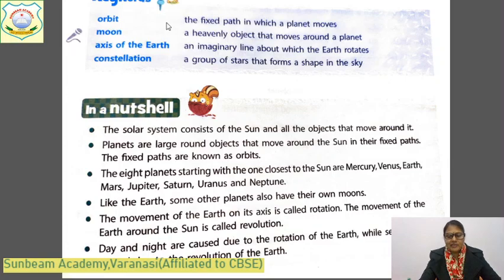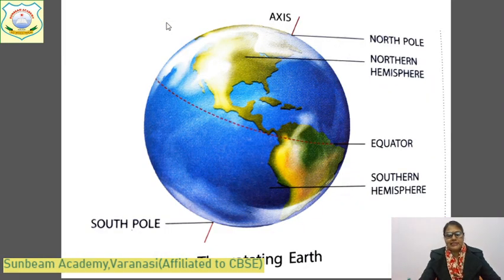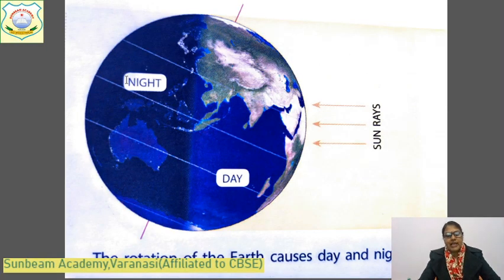Okay, children, I have some pictures. I want to show you that also. Yes, this is the axis. This is the imaginary line that passes from the North Pole to the South Pole, around which this Earth moves. And this type of movement of the Earth is called rotation. What is this type of movement called? Rotation.